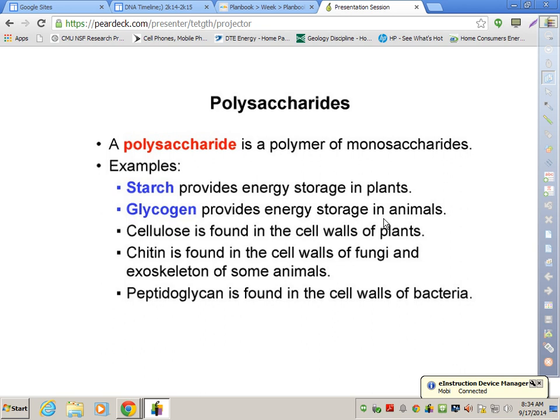So chitin is another one. And if you remember in anatomy, we say chitin is a lot different than cellulose. It's what mushrooms are made of, right? You step on a mushroom, it doesn't go snap like a twig. It goes squish, right?